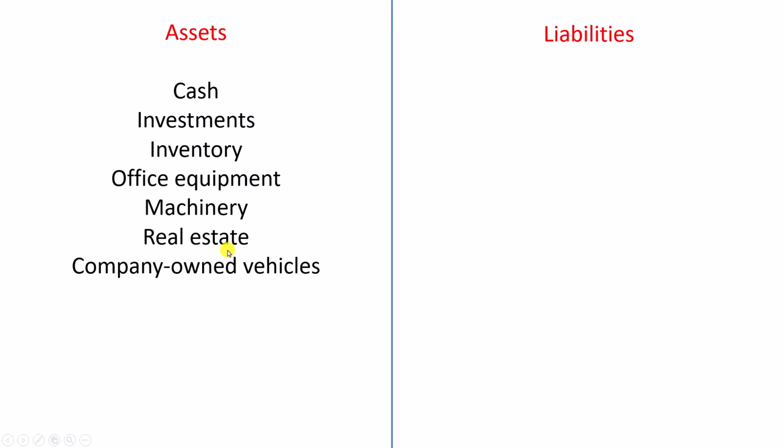Next, real estate or the land that the company owns or the land that belongs to the company or the land on which the company has constructed building or the free land which is somewhere else. So all these would come under the head of real estate and this would be considered as an asset too. Okay. Next, company owned vehicles. If the company has any vehicles, then it would be considered as an asset.